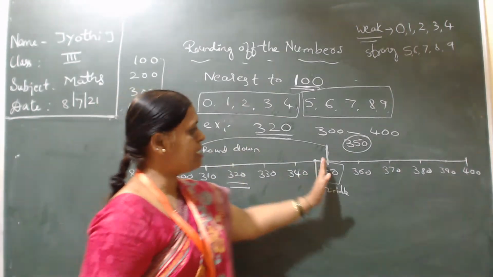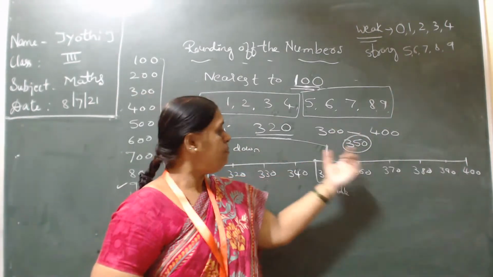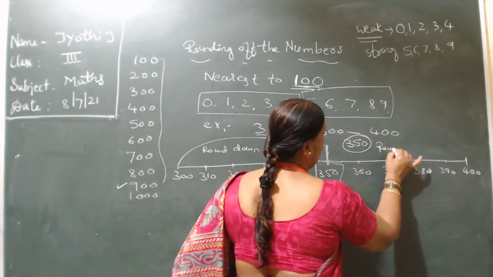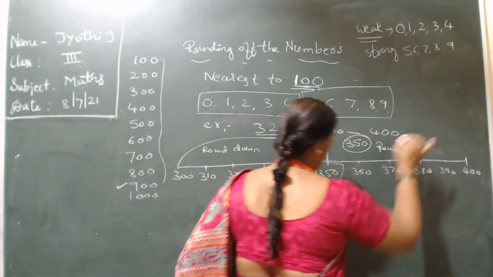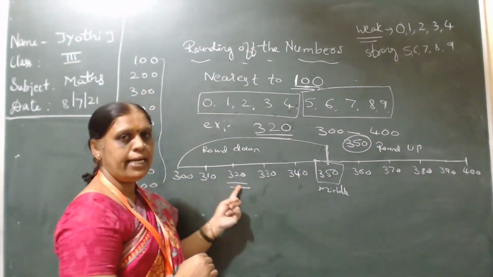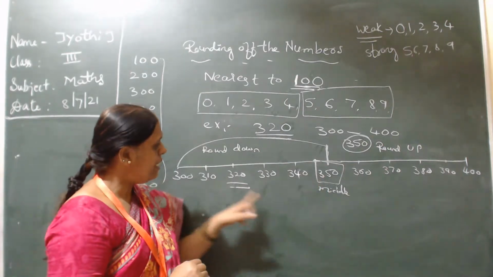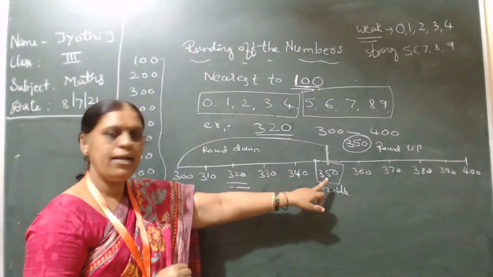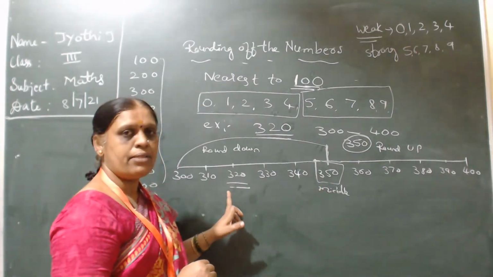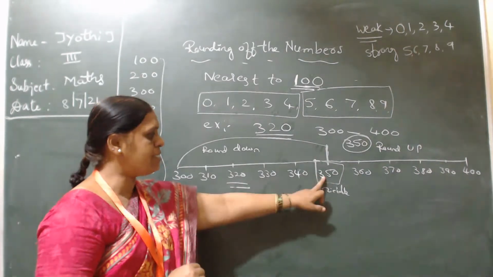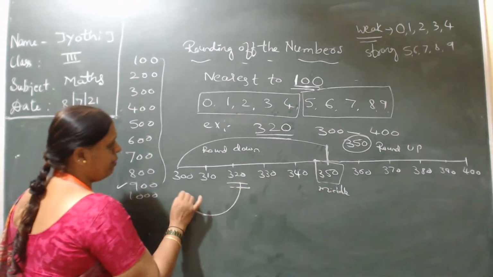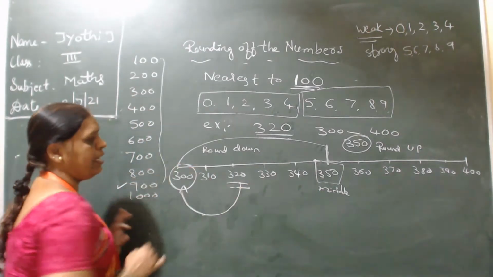When the number is more than the middle number, we should round up. Now see, our number is here, 320. It is less than 350, isn't it? 320 is less than this number. So this number will round to 300.